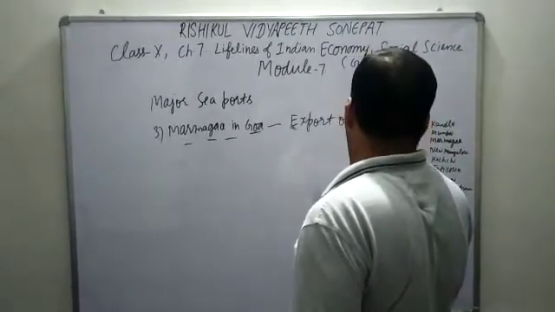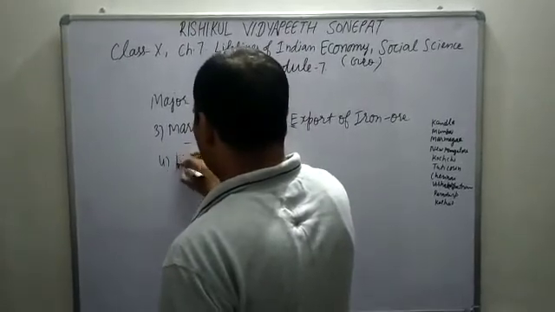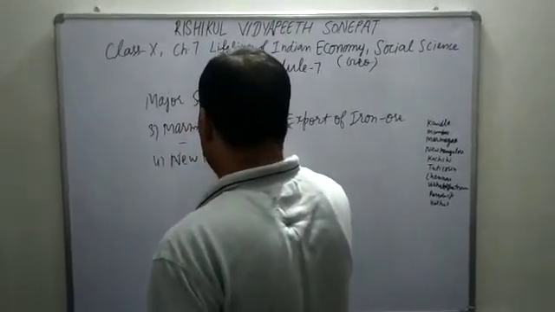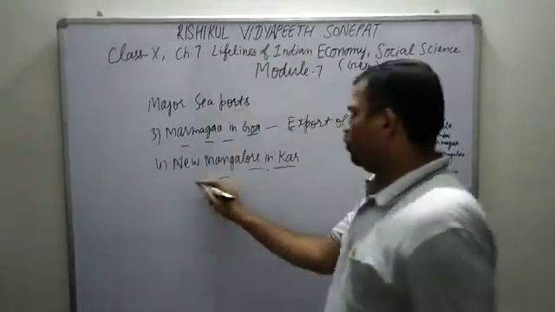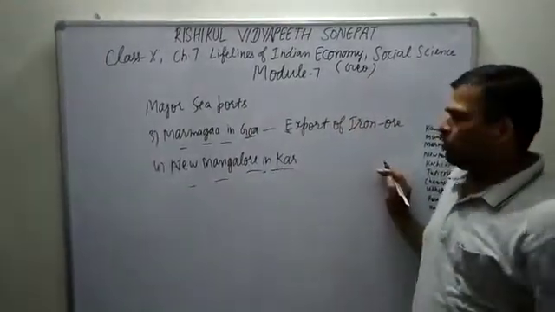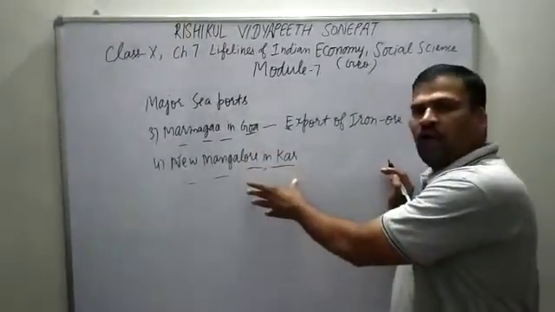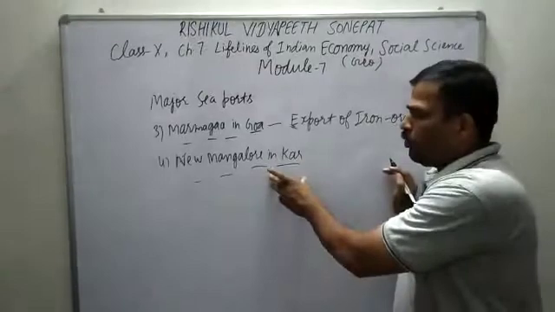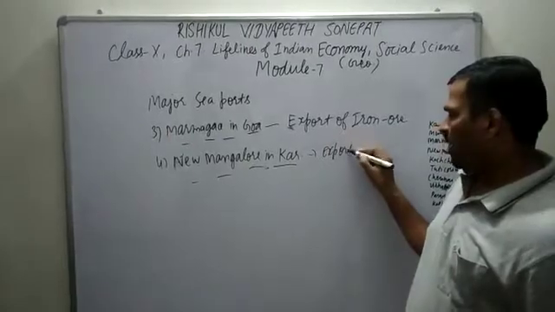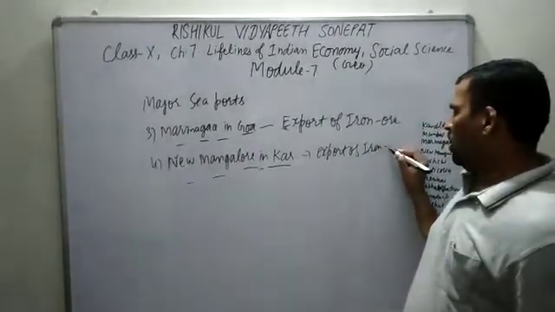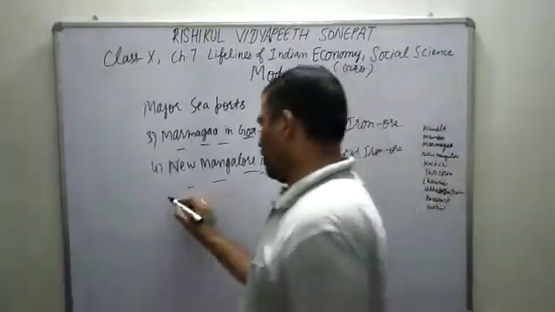Okay. Now, next is New Mangalore. That is in Karnataka. You know that in Karnataka, the Kudremukh iron ore mine is there. That is mostly for export. And New Mangalore port is an important one for export of iron ore, especially to Japan and to the other parts of the world.